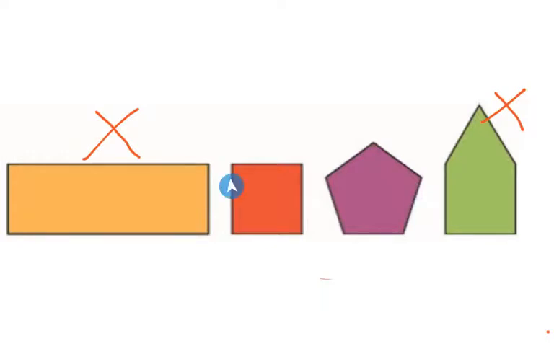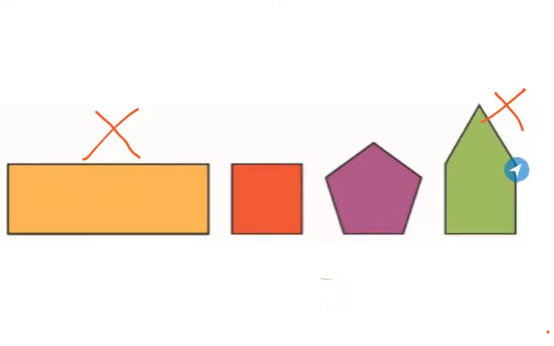But all the angles here are equal. In this case, they're right angles, and all the angles here are equal. In this case, they're obtuse angles. On the rectangle, although we've got 4 right angles, like the square, if you look at the sides, the opposite sides are equal, but not all 4 are equal. So that rectangle is not a regular shape.